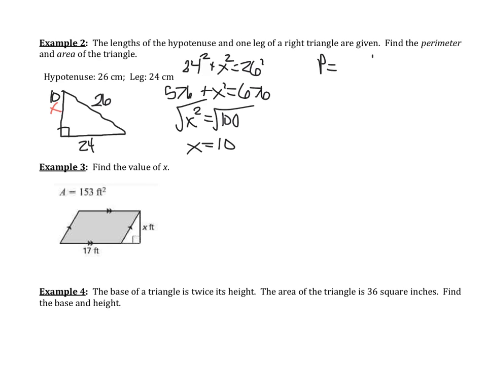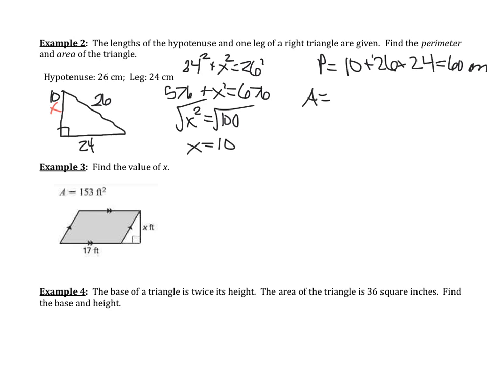So my perimeter, add up everything. 10 plus 26 plus 24. Oops. That should be a 24. There we go. Add those all up and we get 60, and in this case they did tell us it is centimeters.